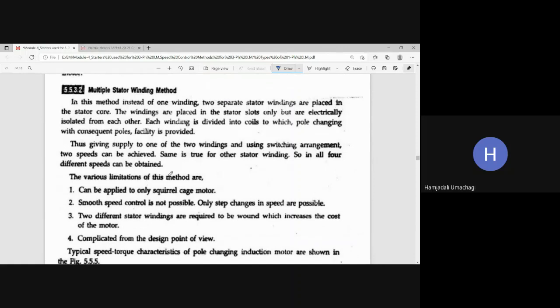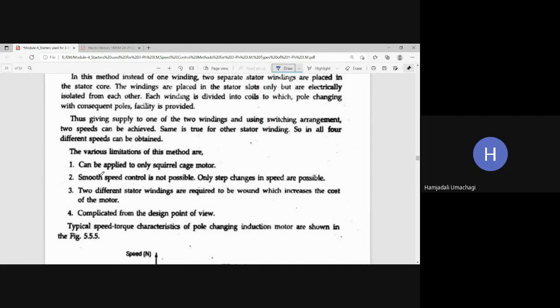Now let us see the various limitations of this method, that is, the disadvantages of multiple stator winding. First disadvantage is it can be applied only to a squirrel cage induction motor. So this is the drawback. Second one is smooth speed control is not possible. Only step changes in speed are possible, so we can change the speed only in steps.